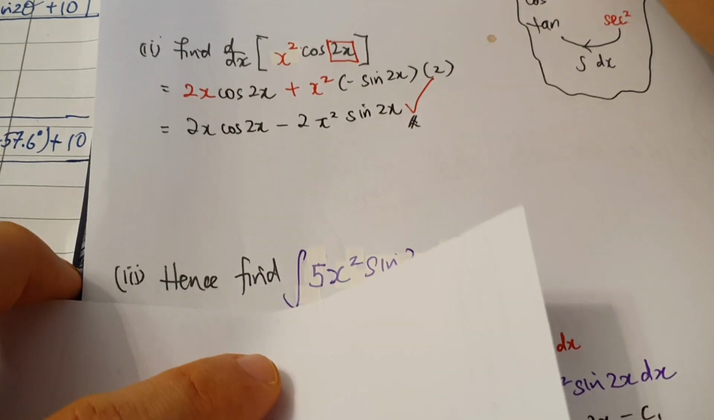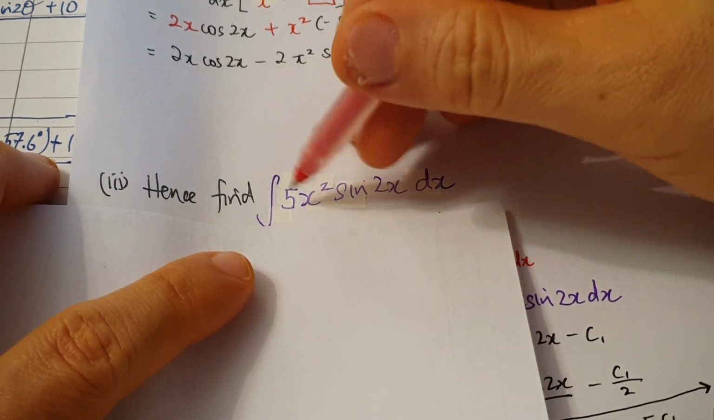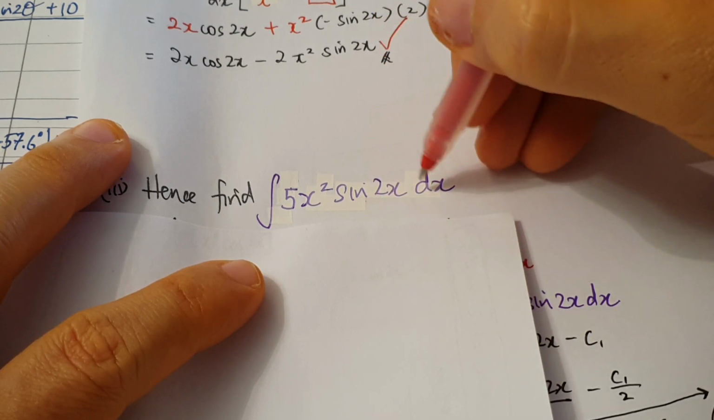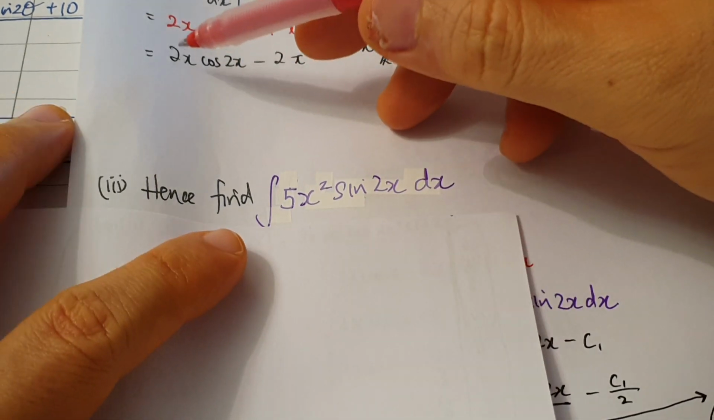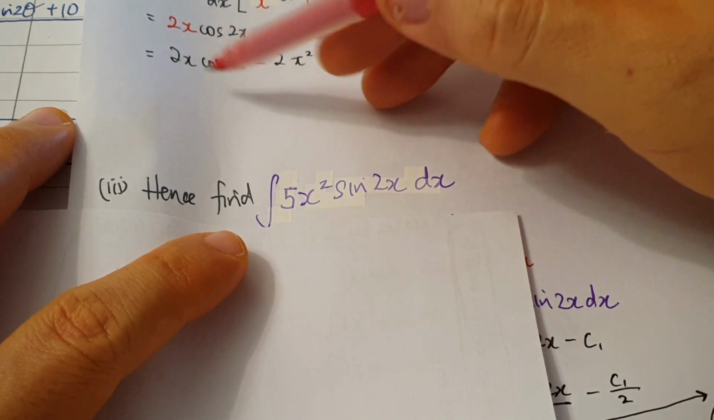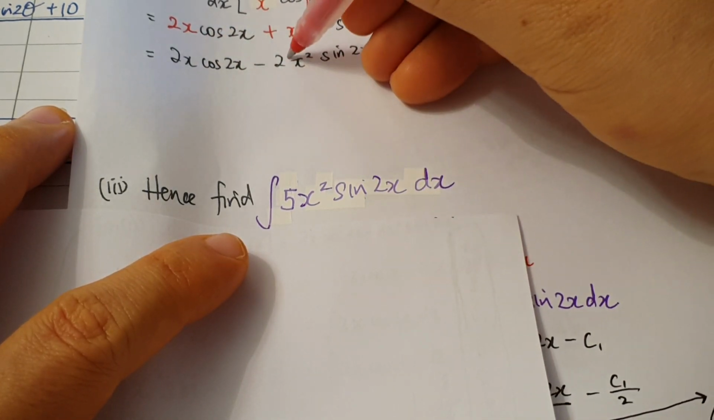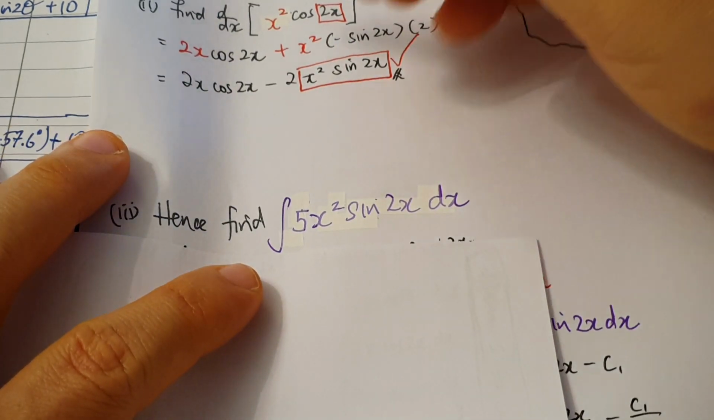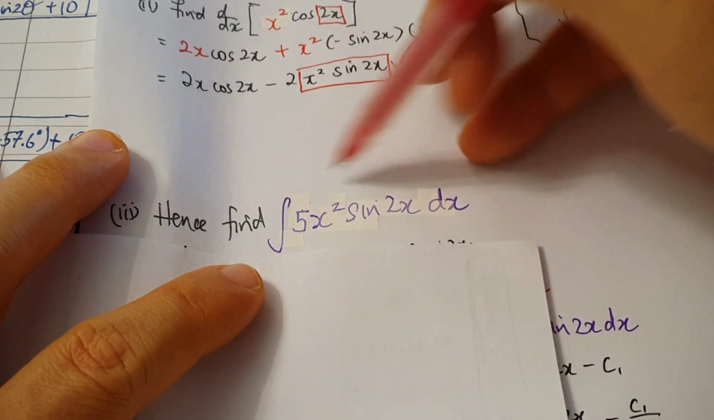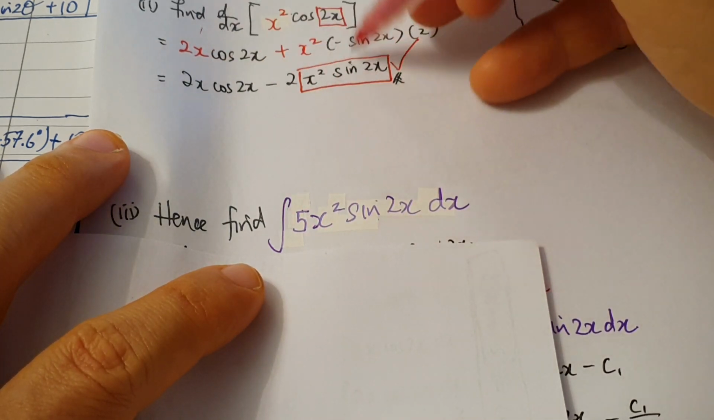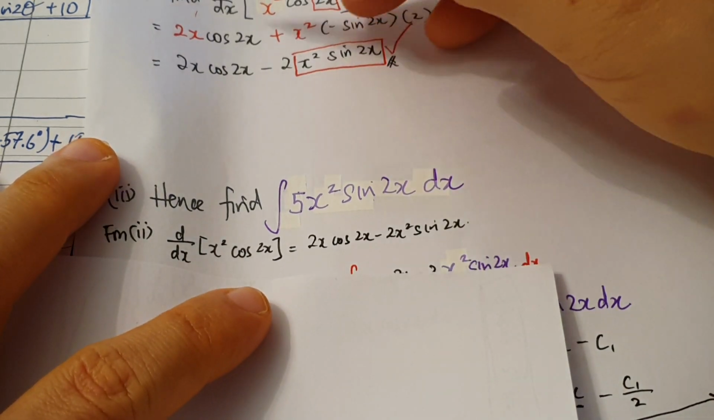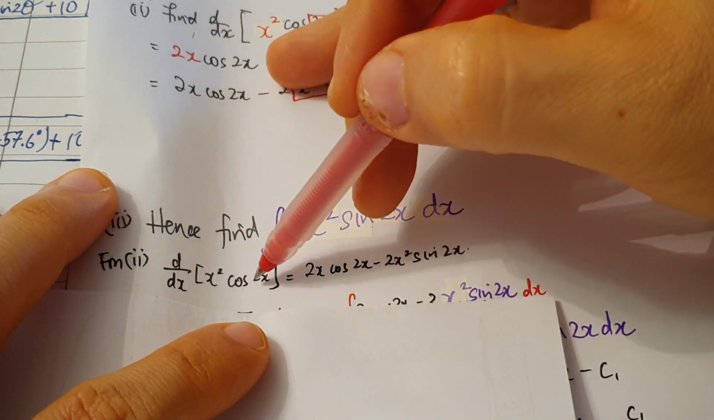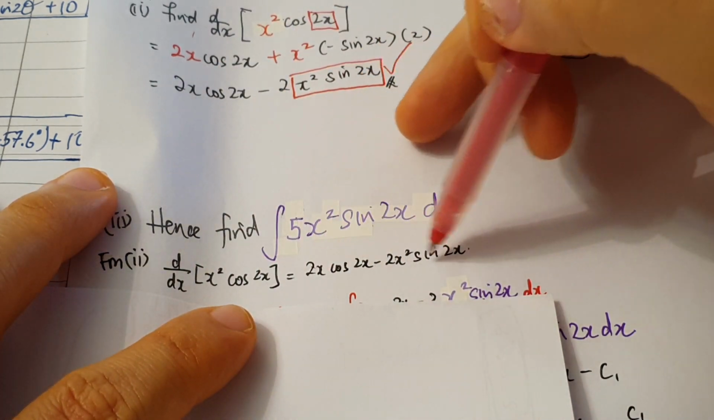Now the third part, they say hence find this. Now you notice 5x squared sine 2x. Okay, if you look at the previous part, it's nowhere here. You don't have x squared sine 2x, but x squared cos 2x is here. Okay, so what you need to do is to start from here. Don't care about what they ask you to find first. You start from here. See, when they ask you to differentiate this, you get this, right? Okay, you state this first.